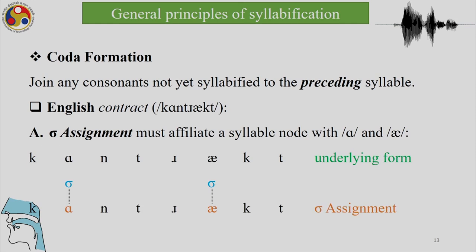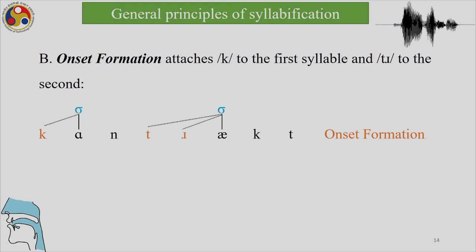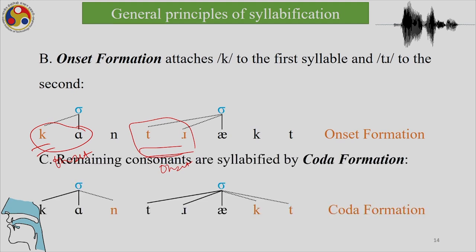So let's see this. Contract, the underlying form, then syllable nodes. We have two vowels here. We have the syllable assignment, the node assignment to two vowels. Then the second step of assigning the onset. Okay, this is then the second step. Remaining consonants are syllabified by coda formation.